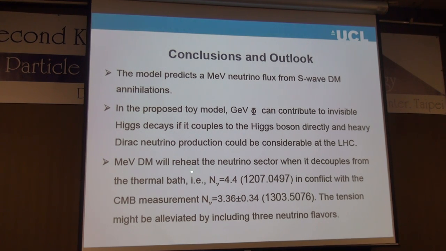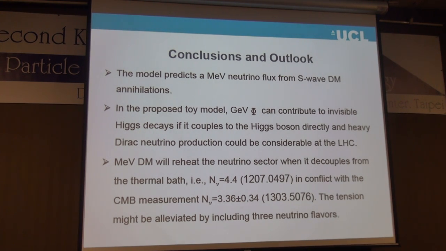Since the MeV neutrinos, when they decouple from the thermal bath, will give their entropy to neutrinos, they will reheat the neutrino sectors. But actually, this will be detected from the CMB measurement. From the CMB we know that the effective number of neutrino species, N_eff, is a relativistic species count around 3 point something, 3.3, right? But in this model, it gives you 4.4. So it's in tension with this one.